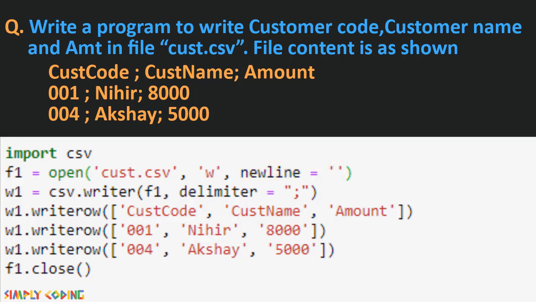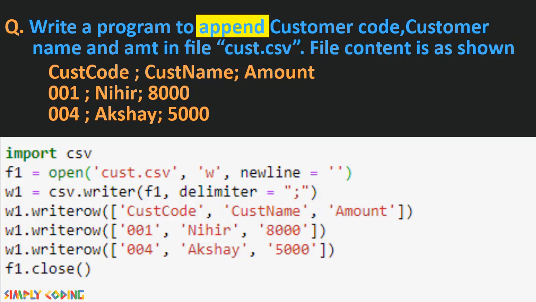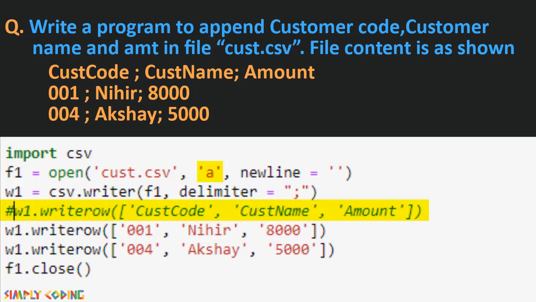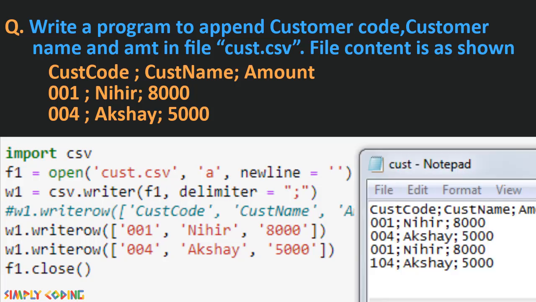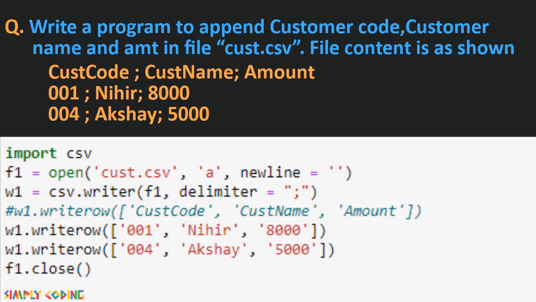Now the same program could be given to you to append 2 rows to an existing file. Here we will just change the mode to append and remove the header row as it already exists in the file. This program will append 2 rows in the file. Now this is a simple program.